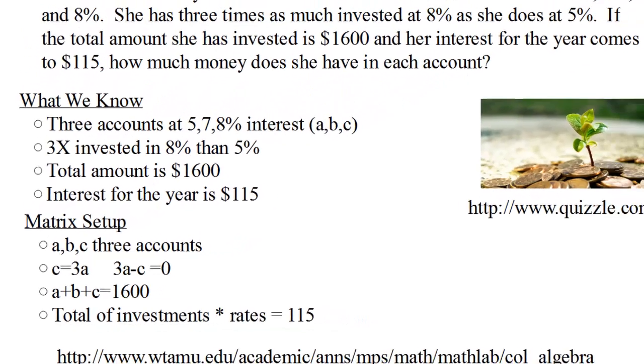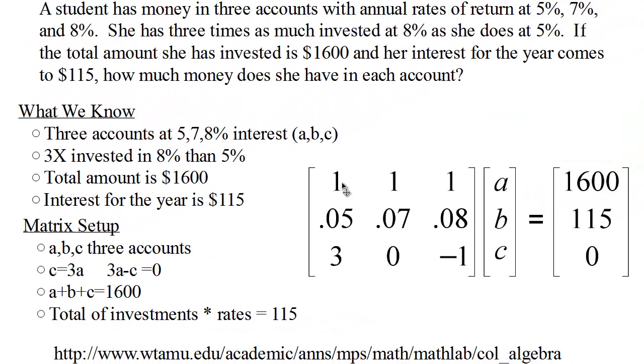So let's turn that into a matrix. I chose to put the total first. 1 times A plus 1 times B plus 1 times C has to equal 1,600. The order is not really important. Then the investments times their rate of return is equal to 115. The 5% times A, the 7% times B, and the 8% times C have to equal 115 for the year. And finally, the trickiest of all is that 3A minus C equals 0.